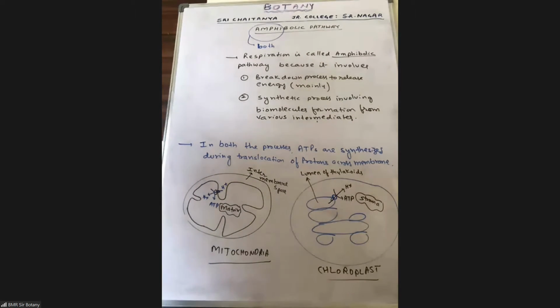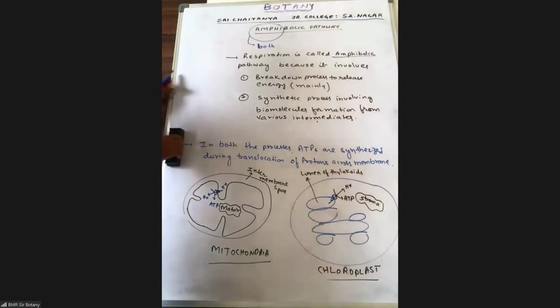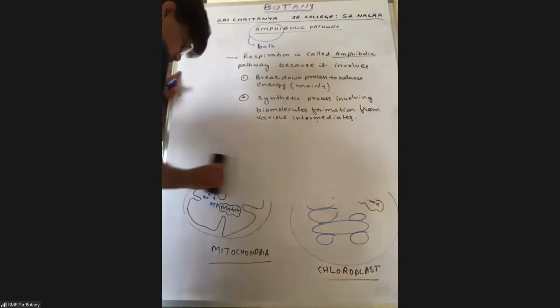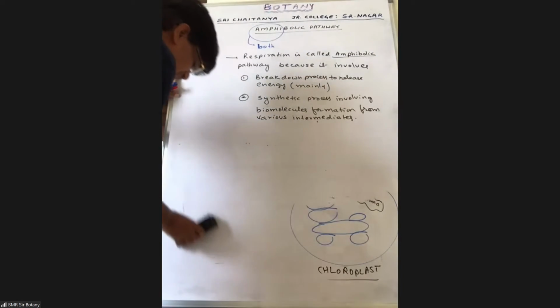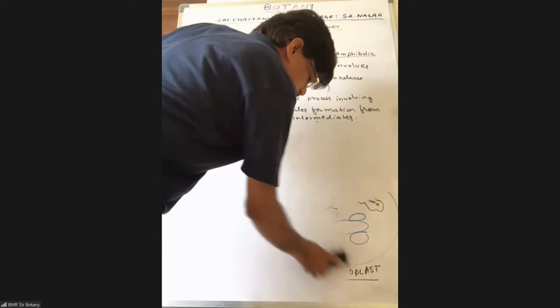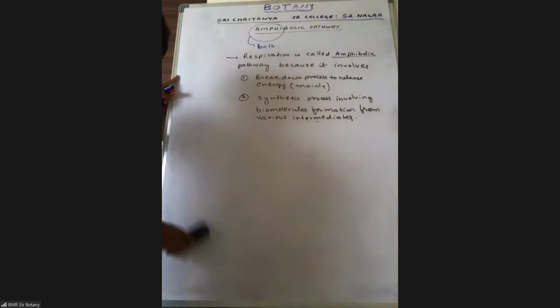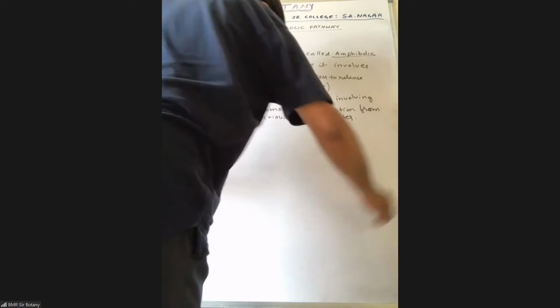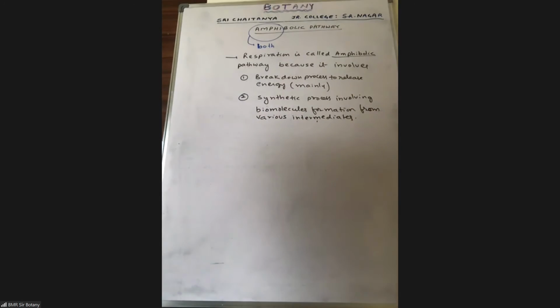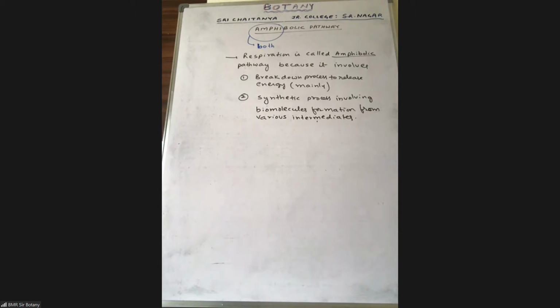Shall I rub off? Yes, sir. Other than this, wherever phosphorylation, we were calling it substrate level phosphorylation. Remember why I told you substrate level phosphorylation? Where energy released, energy and phosphates are from substrate itself. So their ATPs are not during translocation of protons. During translocation of protons is this.